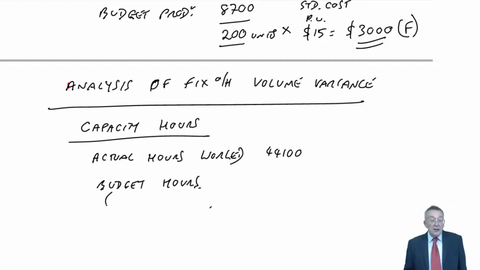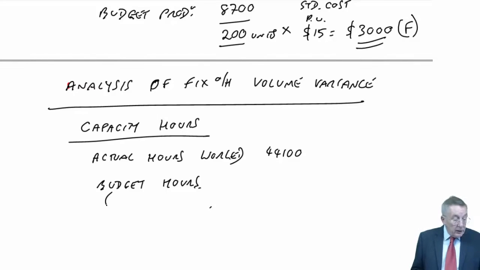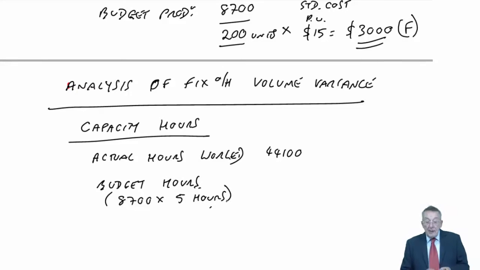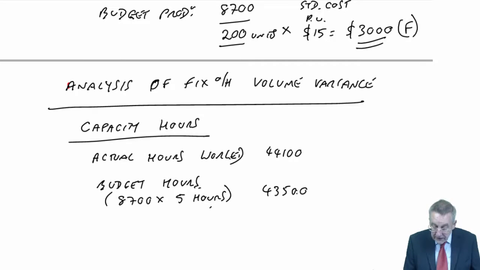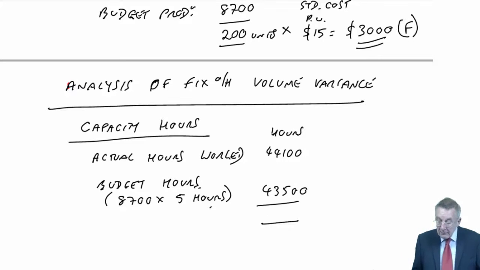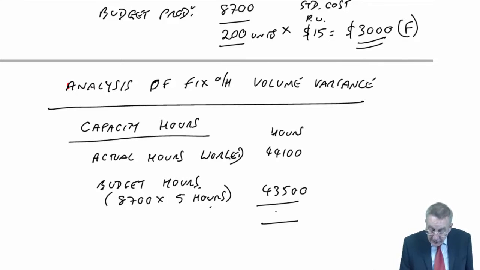Well, in our original budget, remember, we thought we'd produce 8,700. We budgeted each unit would take 5 hours. And so we budgeted on 43,500 hours. And so we actually got more hours from our workers than we thought we'd get. We got an extra 600 hours.